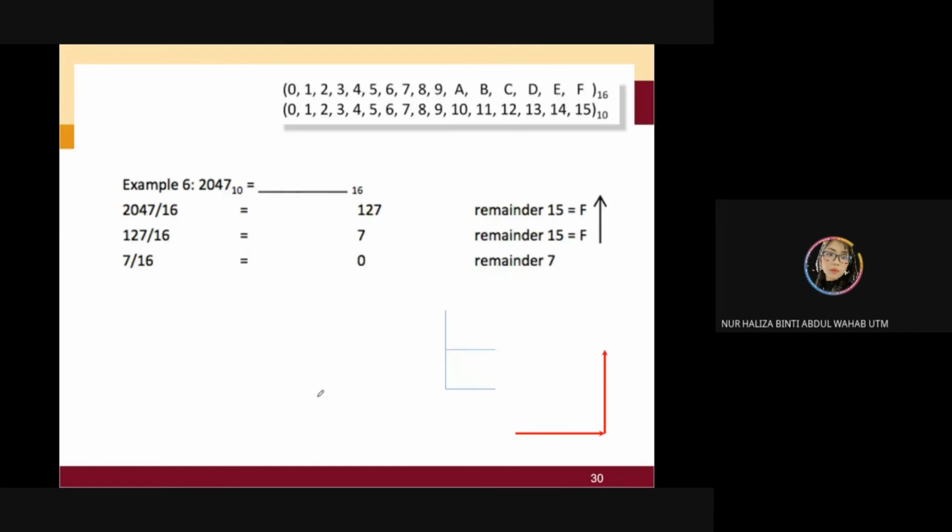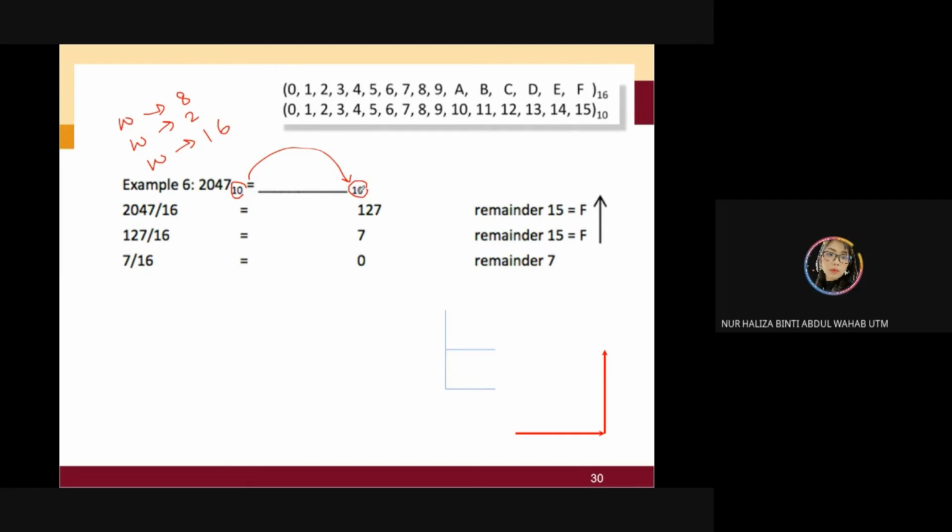Okay, now you're going to see this one. Last time we already looked into 10 to octal, 10 to binary, and now we're going to look into 10 to hexadecimal. So here is our hexadecimal. You have 2047 decimal. You want to convert to hexadecimal.